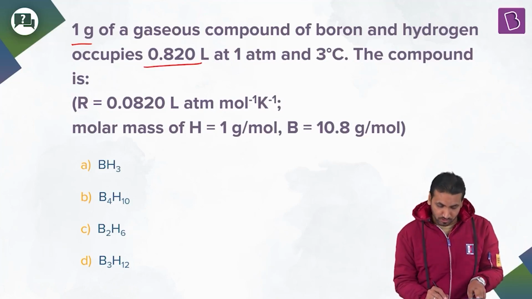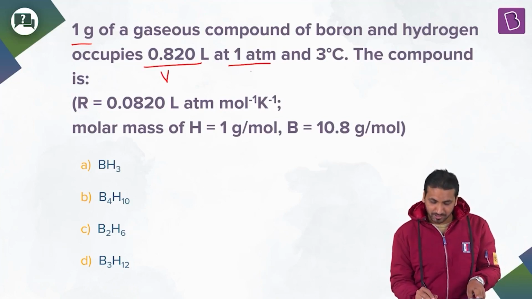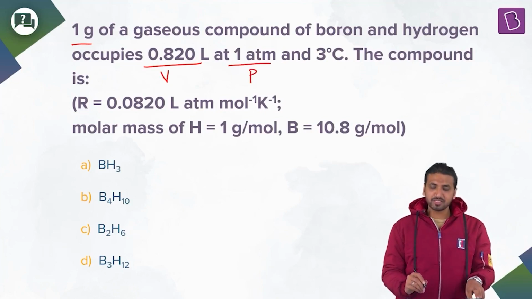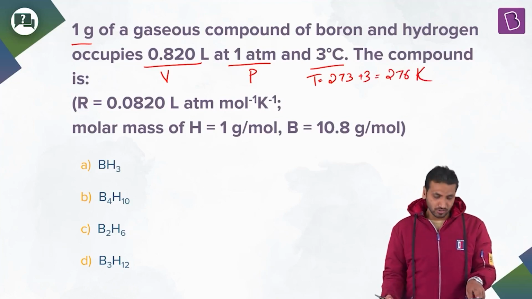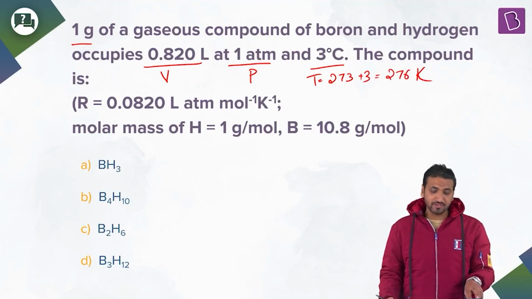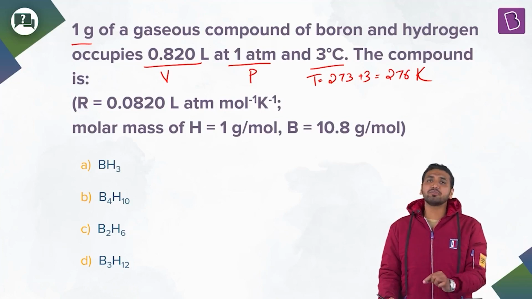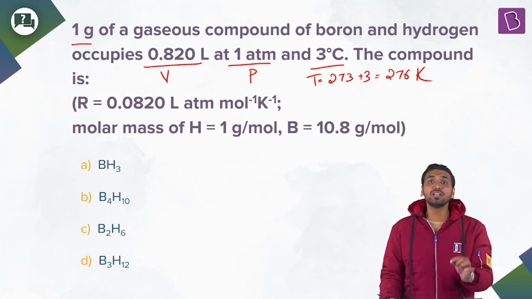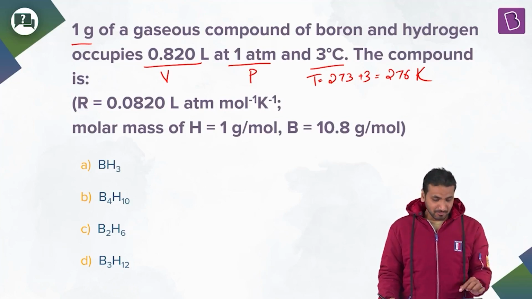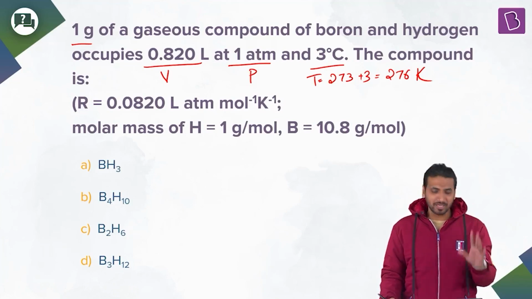So you are given volume in liter, pressure in atm, and temperature in degrees Celsius. Let's quickly convert this into Kelvin. It will be 273 plus 3, which is 276 Kelvin. Perfect. So you have the mass as well. I have volume, pressure, temperature, I just need to figure out the molar mass of the gas, and I'll match with the options and get my answer.